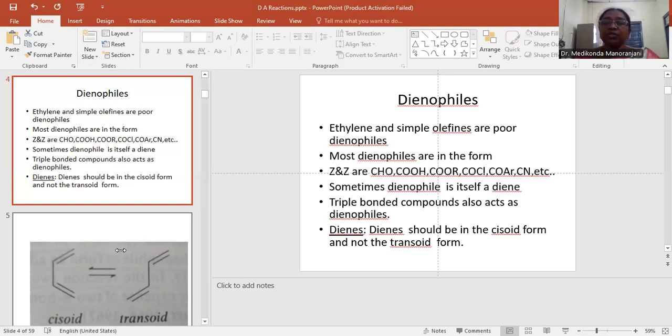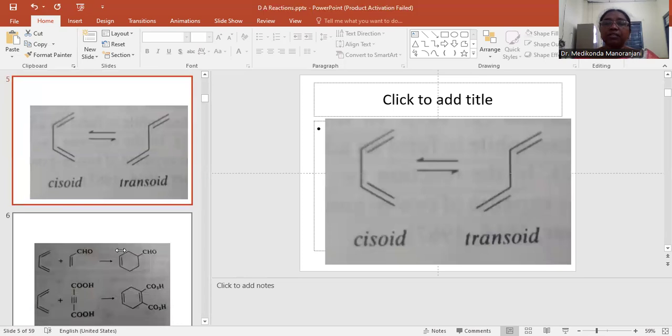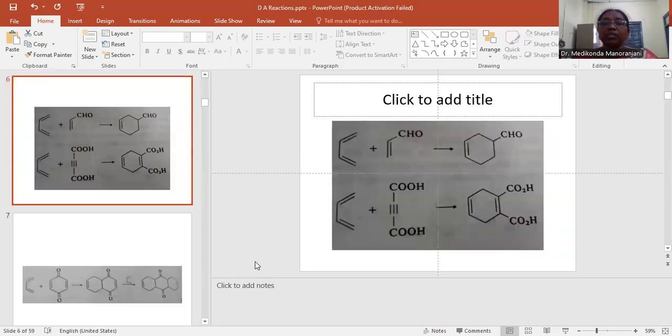The dienes should be in the cisoid form and not the transoid conformation. In this particular example, we can see two forms of butadiene. One is the cisoid form in which the two double bonds are cis towards each other, and the transoid form in which the two double bonds are trans towards each other. Now let us see two examples, butadiene and the dienophile to form the cyclic adduct.